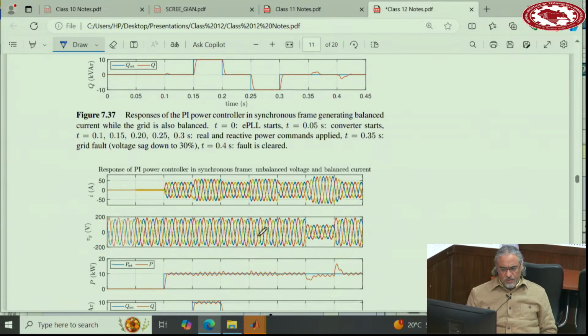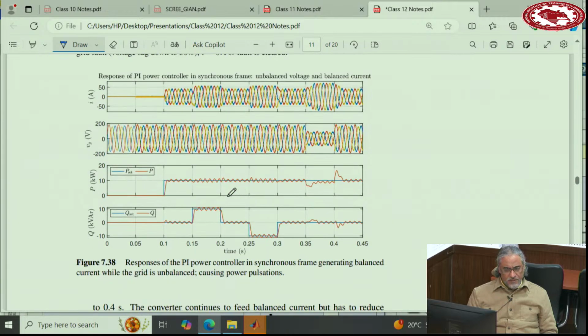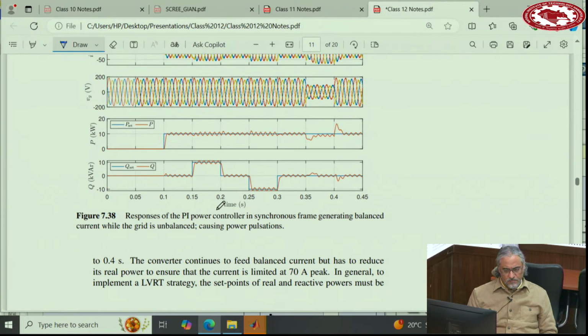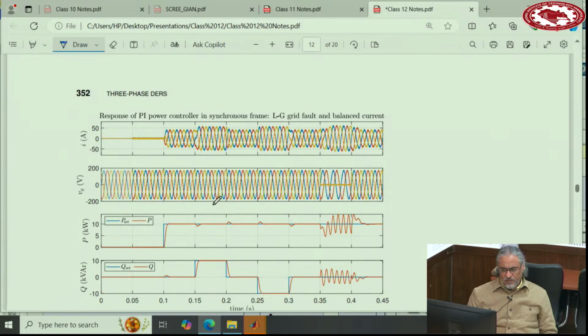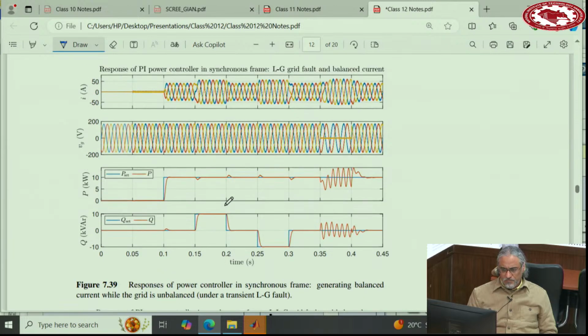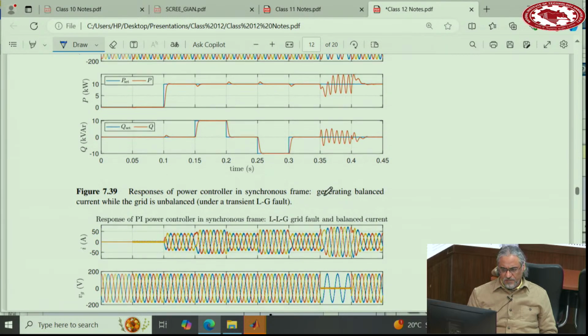If the grid voltage is unbalanced and current is still balanced, then the real power and reactive power will follow, but they will have pulsations. This is the case where a single phase to ground fault happens. You will have large double frequency pulsations on the real power and reactive power.